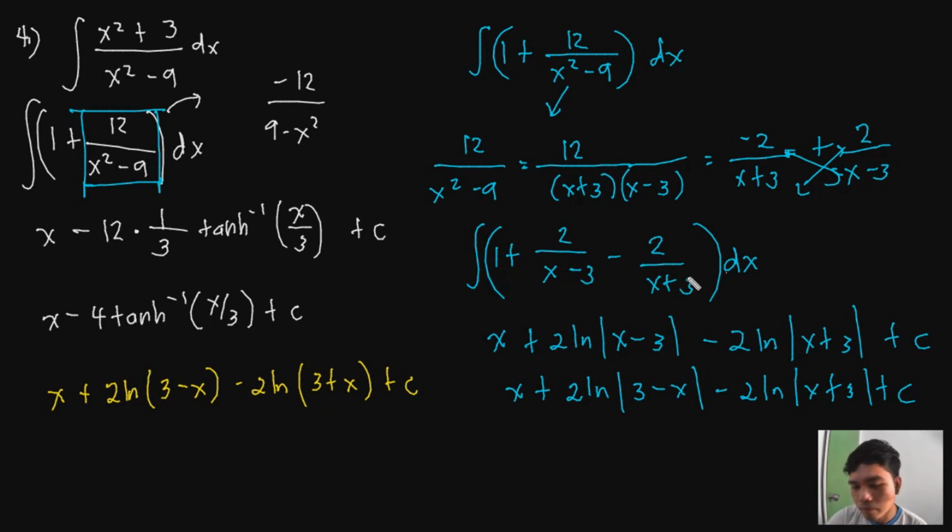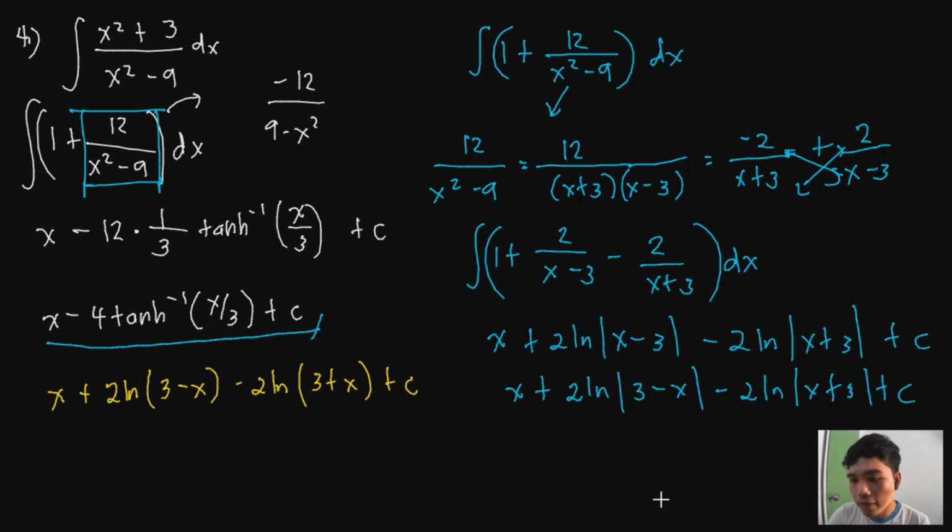Sometimes kasi we have some restrictions sa ln, diba? We don't let yung loob ng ating natural logarithm be a negative value. That's why we add the absolute value sign here. But then again, it's not necessary anymore. Now, ano ba yung sense? Bakit may isa tayong sagot na ganito yung form?